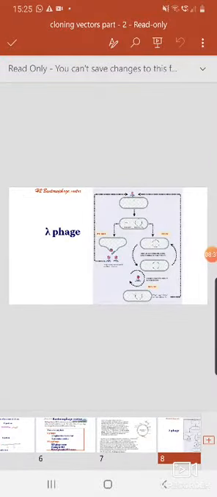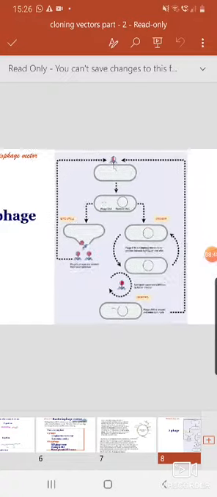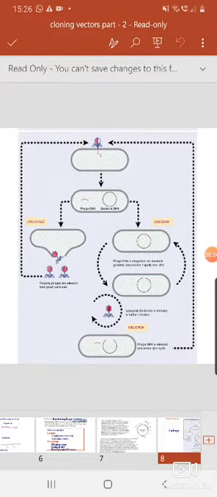Our next topic is lambda phage based vectors. There are two types of lambda phage based vector: one is the replacement vector, another is the insertional vector. Before going to all these things, let us see the lambda phage genome and how it actually lives. Lambda phage is a bacteriophage of E. coli. E. coli is the host.